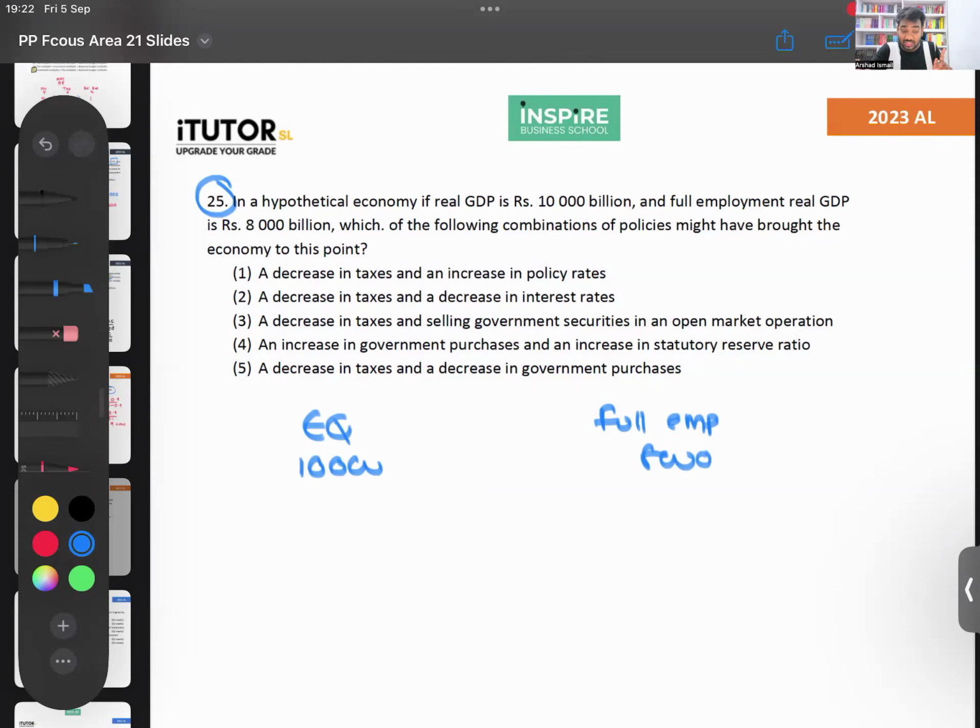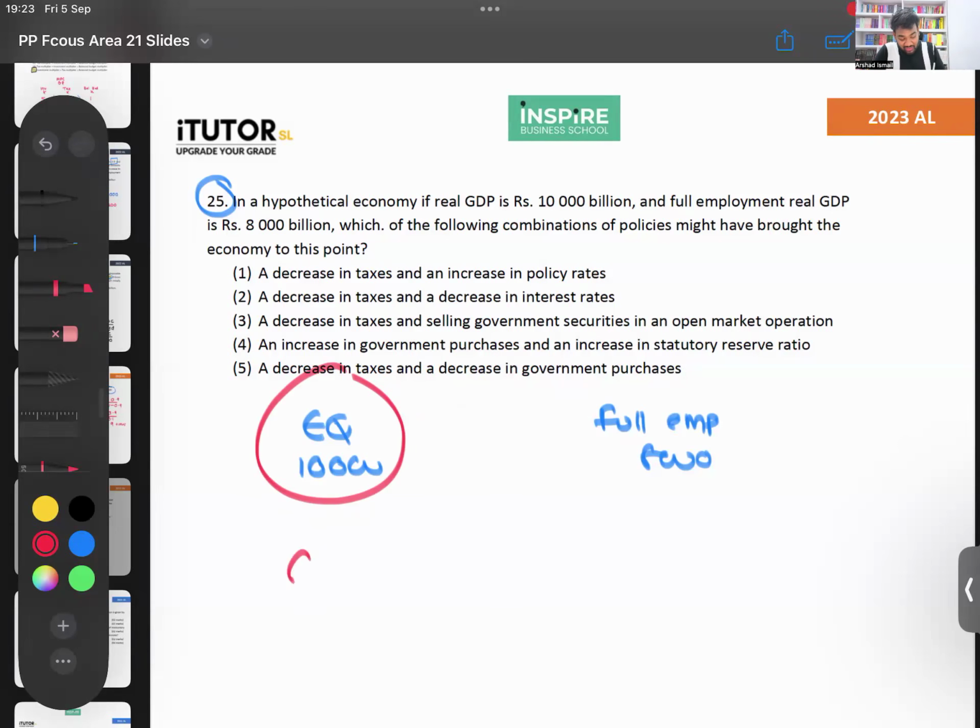Now read the question carefully. Which of the following combinations of policies might have brought the economy to this point? They are not asking you how to bring it here. They are asking you why you think it came up to 10,000. You should have been at 8,000, but your equilibrium is 10,000. So why do you think your equilibrium was much higher than full employment?